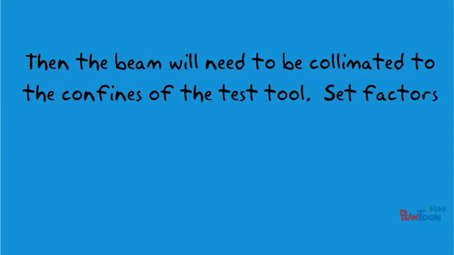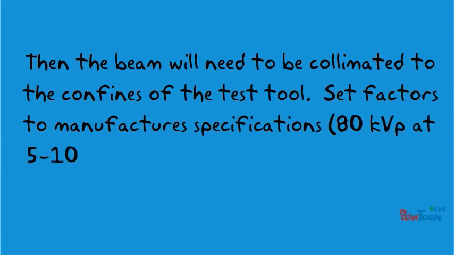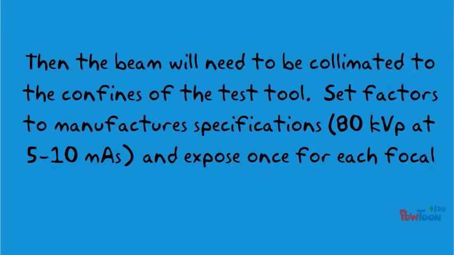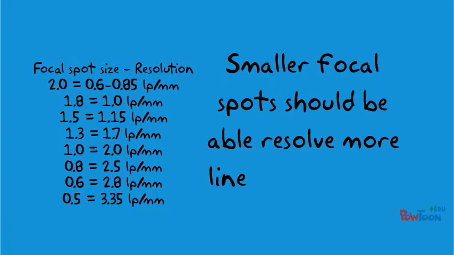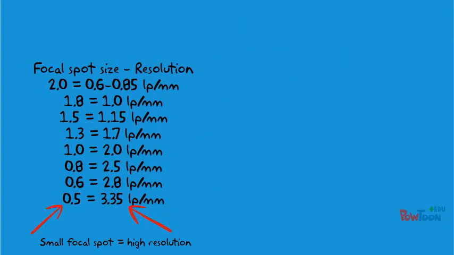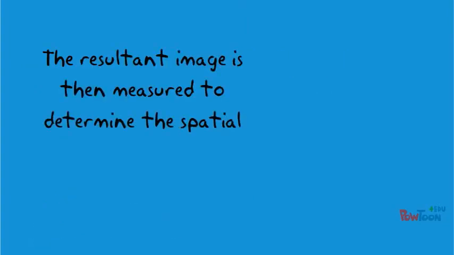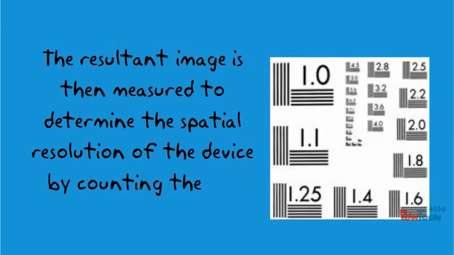Then the beam will need to be collimated to the confines of the test tool. Set the factors to the manufacturer's specifications and expose once for each focal spot size. Smaller focal spots should be able to resolve more line pairs per millimeter. This means that a small focal spot equals higher resolution. The resultant image is then measured to determine the spatial resolution of the device by counting the line pairs available.